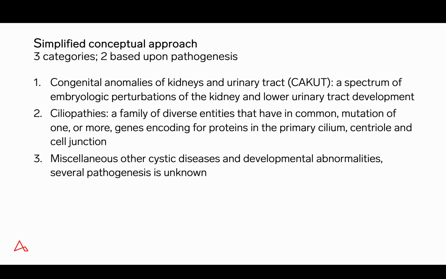The second group is the ciliopathies. This is a family of very diverse entities, and they have in common mutation of one or more genes encoding for proteins in the primary cilium. These proteins may also reside in the centriole and cell junction. And the third category is just miscellaneous other entities, several of which the pathogenesis is unknown.